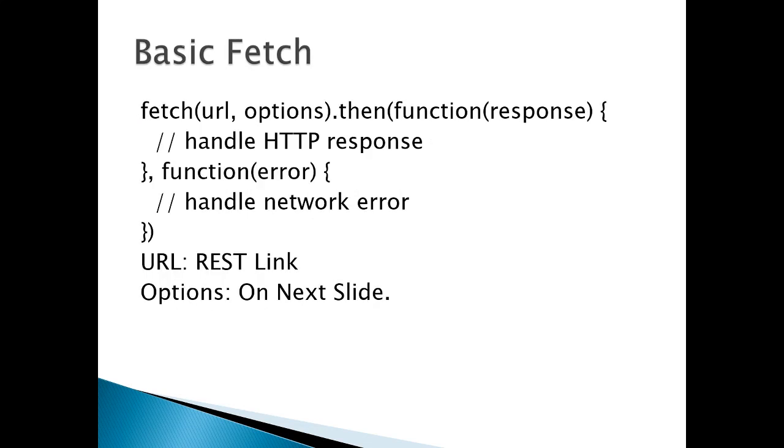So what is the mechanism? By default, fetch takes a URL and options. Here is fetch, and this is the URL of our REST API. Then we can provide different types of options, then .then, and when the result is returned, we will perform some function on our response. And if there is an error, we will provide a network error, etc. So URL is our REST link, and options is what we can apply to this fetch.